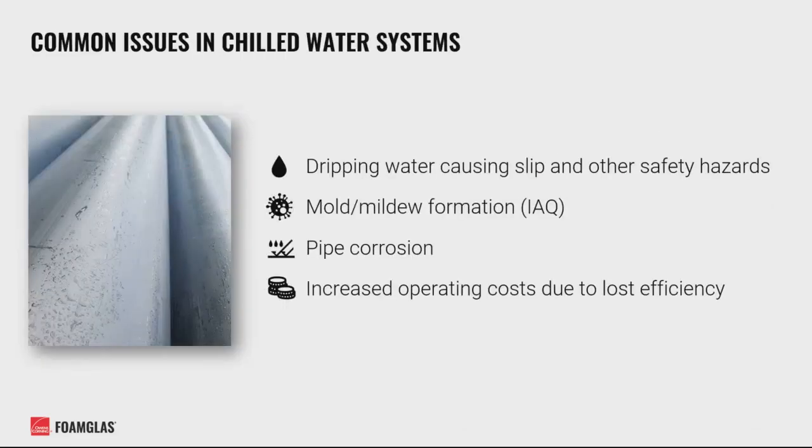Here we can see some of the most common examples of those issues typically found on failed chilled water insulation systems. They could include dripping water, causing slip and other safety hazards, the formation of mold and mildew, which could be a problem for indoor air quality within the building, or the corrosion of the metal pipe or other nearby equipment, as well as increased operating costs due to the loss of insulation efficiency.